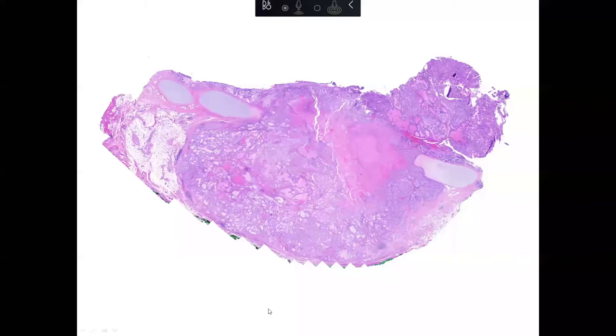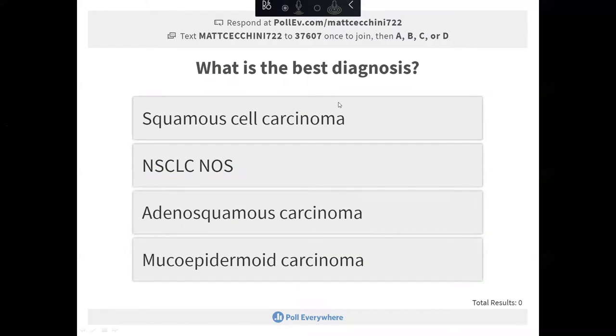So what are people thinking is the best diagnosis for this case? Would you call it A, a squamous cell carcinoma? B, a non-small cell lung carcinoma, not otherwise specified? C, an adenosquamous carcinoma, or D, a mucoepidermoid carcinoma?